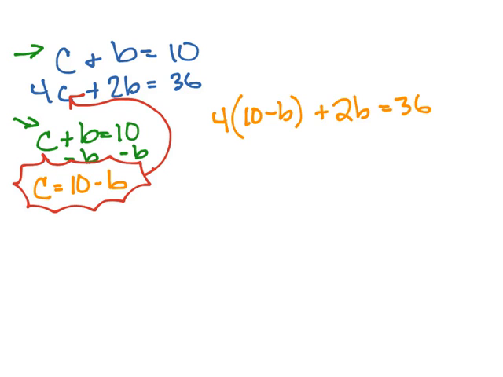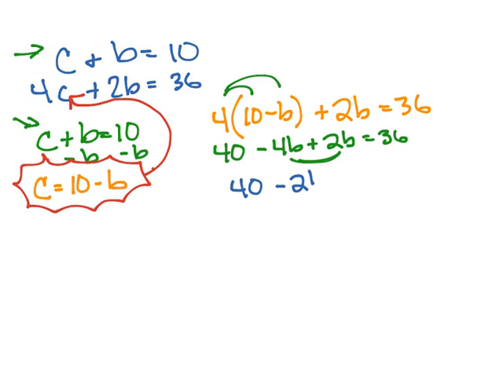Let's keep going. We'll distribute our 4 and get 40 minus 4B plus 2B equals 36. Combining our like terms of negative 4B and 2B will give us the line 40 minus 2B equals 36. We'll subtract 40 from both sides and get a new line of negative 2B is equal to negative 4, because 36 minus 40 gives us negative 4.